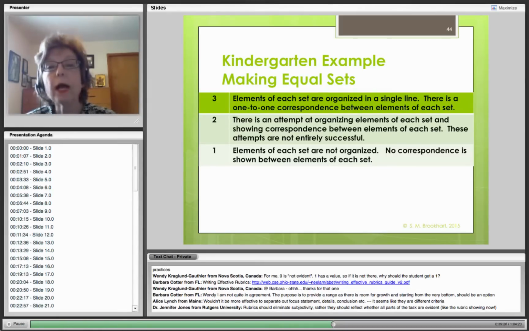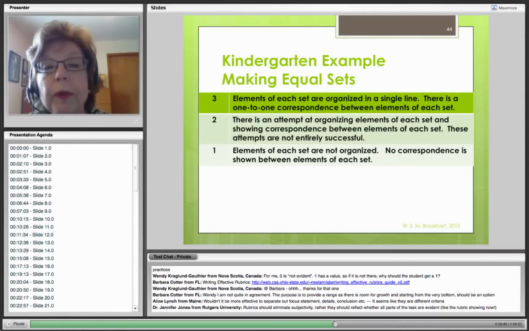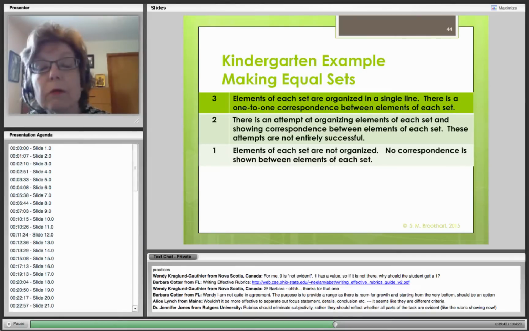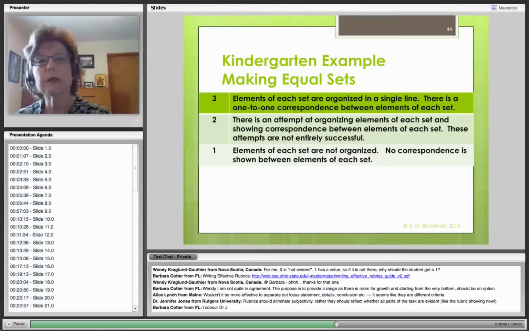There's an attempt at organizing elements of each set. You can see that there had been some thought given to some organization that would get to equal sets, but was not entirely successful. And elements of each set are not organized would be the one where the student doesn't show any evidence that they can get their sets organized to see if they match. So let's look at some student work on that one.